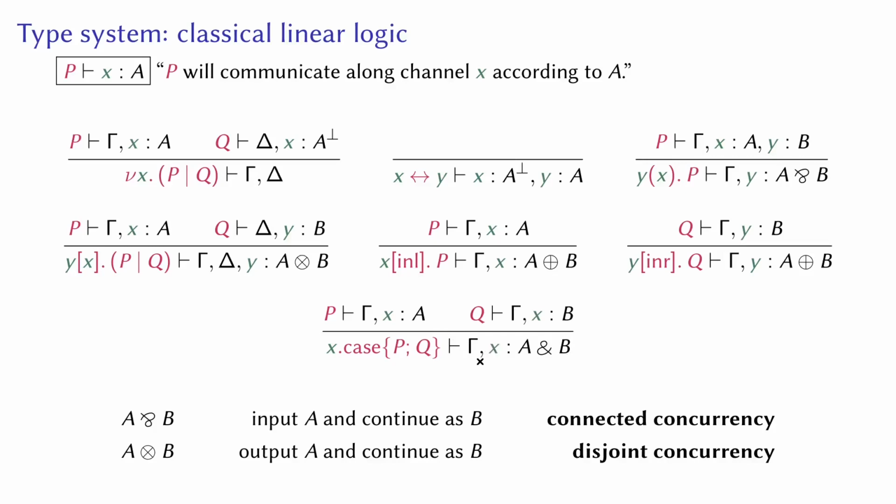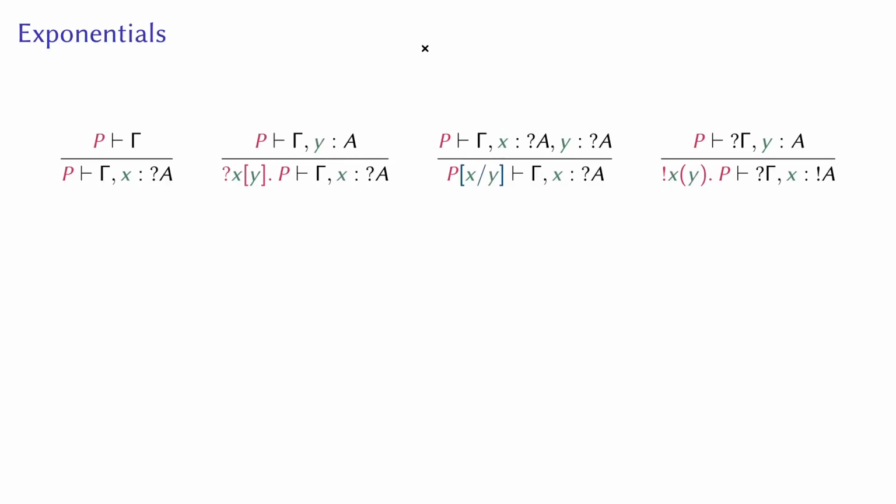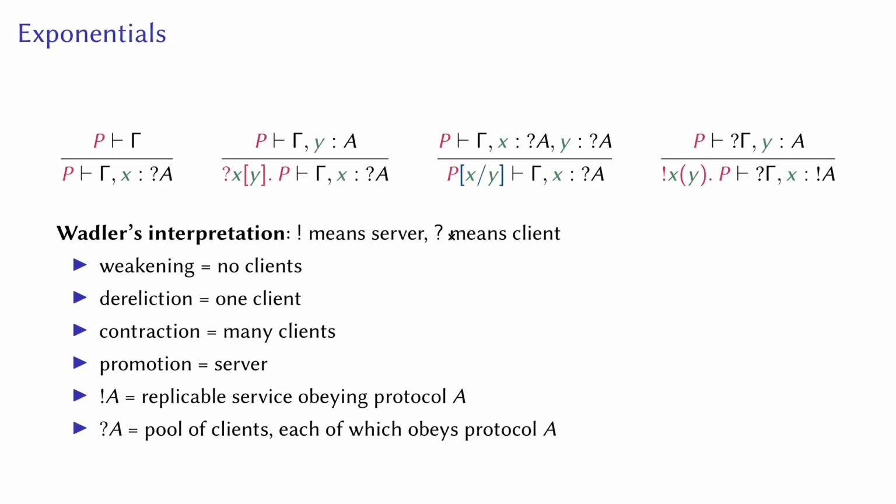We now turn our eyes to exponentials, where we improve over previous works. Here are the rules, and let's go through them in a wordless interpretation. So, the gist is that bang means server and question mark means client. The weakening rule represents constructing an empty client pool from nothing. The dereliction rule is constructing a singleton client pool from only one client. The contraction rule is merging two client pools into one client pool. Promotion is producing a replicative server from a process that will be replicated.